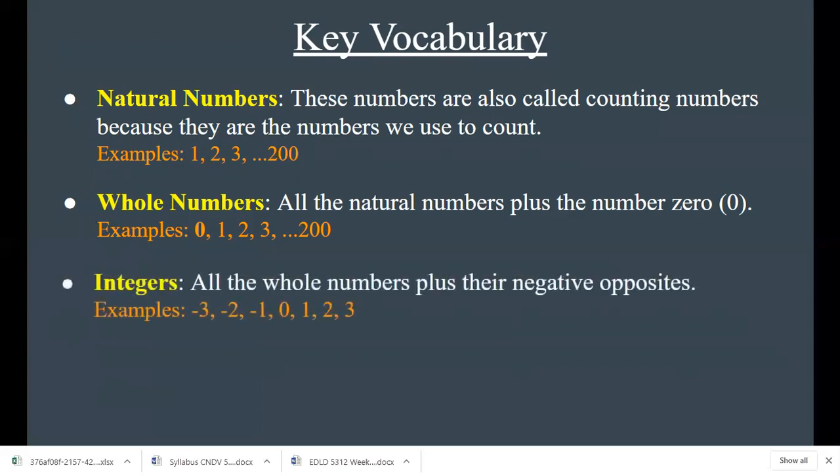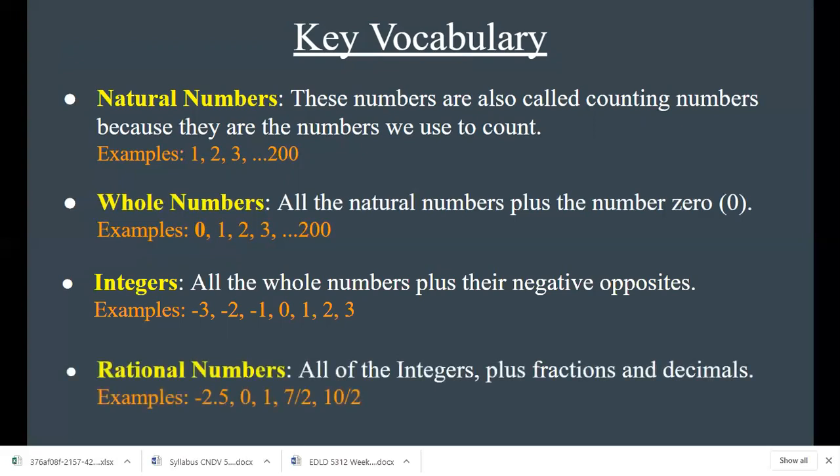When we move to integers, integers are all of the whole numbers plus their negative opposites. Now, I'm hoping you realize that these sets just build on top of each other. Okay, so the integers are all of the whole numbers, right? But it also includes the negative opposites of those whole numbers. So -3, -2, -1, 0, 1, 2, 3, and just continue on in either direction. Continue right, continue left. All of these numbers on the number line are integers.